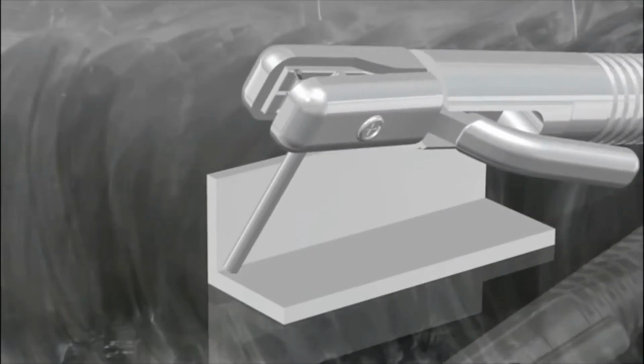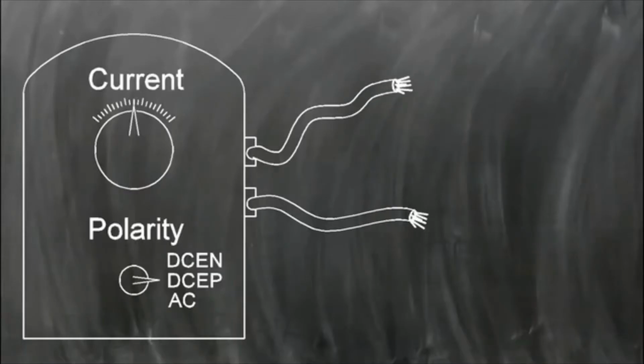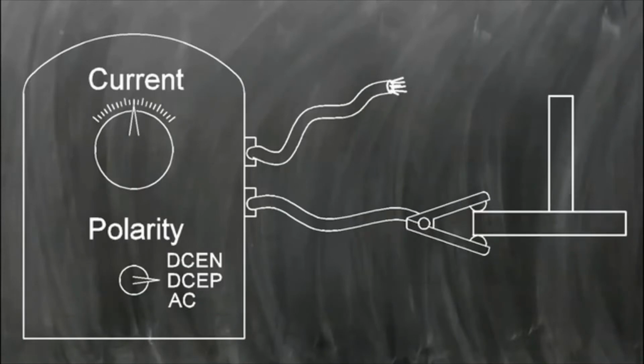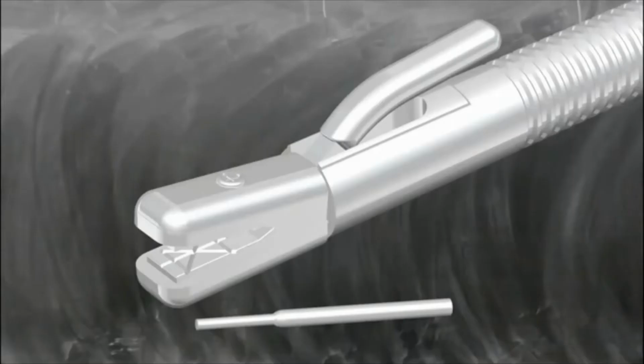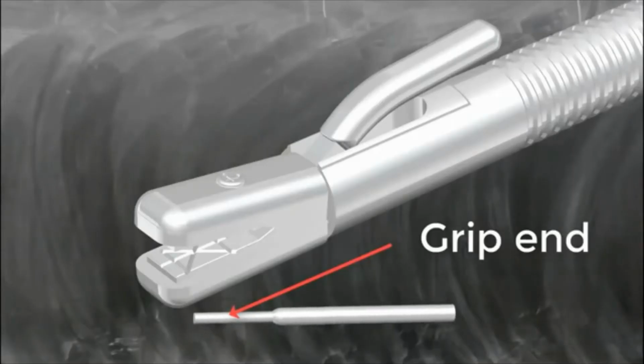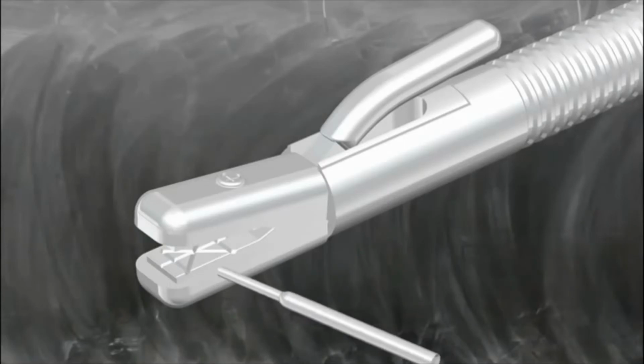In stick welding, 2 insulated wires are connected to the welding machine. One lead goes to a clamp, which is connected to the work. This is called the work lead. The other wire goes to an electrode holder. The uncovered or grip end of the electrode is placed into the electrode holder.